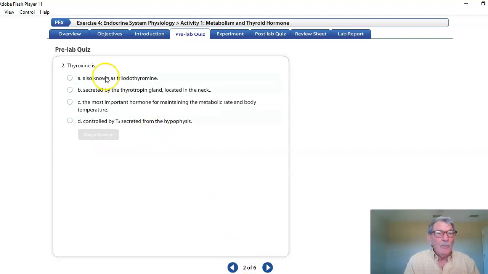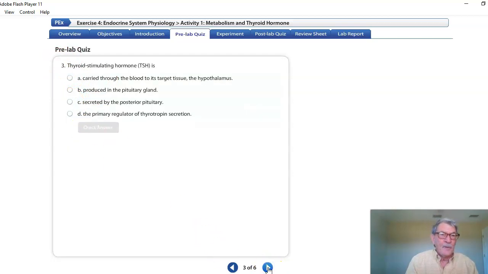Okay. What about thyroxine? Is all the triiodine? No, that's T3. It's secreted by the thyrotropin gland. What the heck is that? Most important for maintaining metabolic rate and body temperature. Controlled by T4 secretion. No, it is T4. The most important. That one should be right. Yay. Okay. Thyroid stimulating hormone carried to its target tissue, the hypothalamus. No, it's thyroid stimulating hormone. It stimulates the thyroid. So that's produced in the pituitary gland. Yeah, that's one of our pituitary hormones. So that's going to be true.